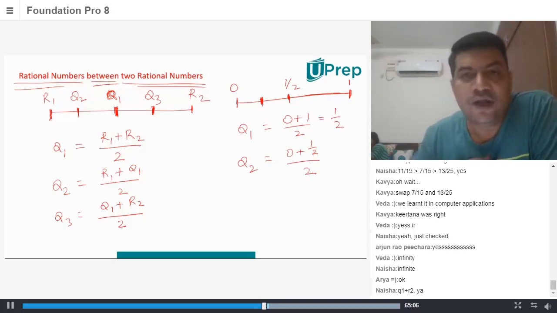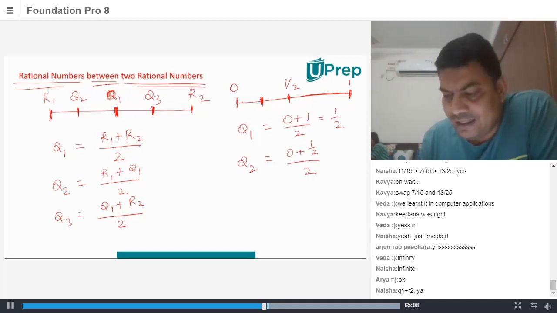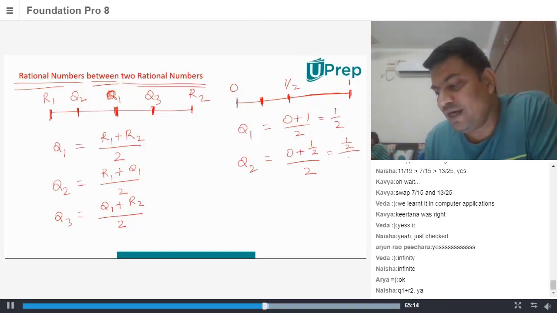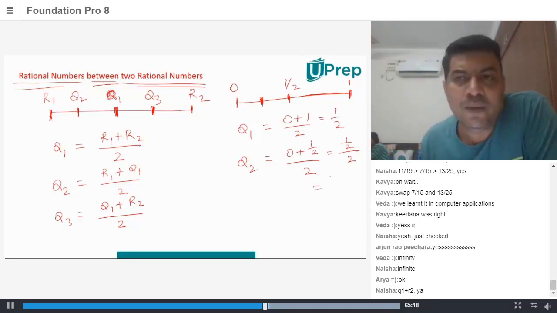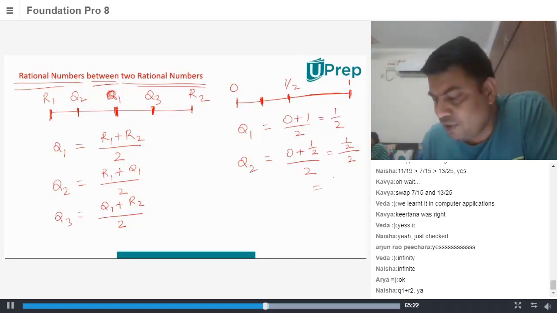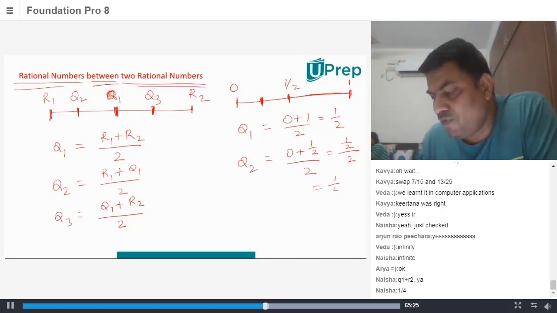Yes or no? We already got Q1. Therefore, I'll calculate 0 plus 1 by 2, divided by 2. What is 0 plus 1 by 2? It is 1 by 2. 1 by 2 whole divided by 2. What is that? What will be the value? 1 by 4. Wonderful. 1 by 4, it'll be 1 by 4.